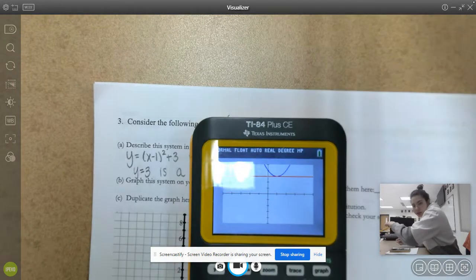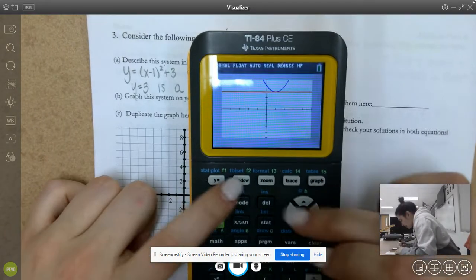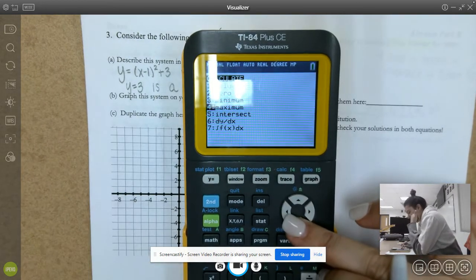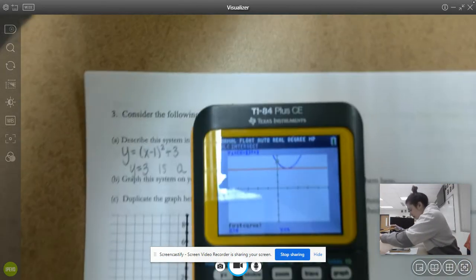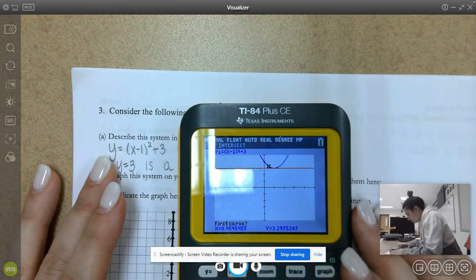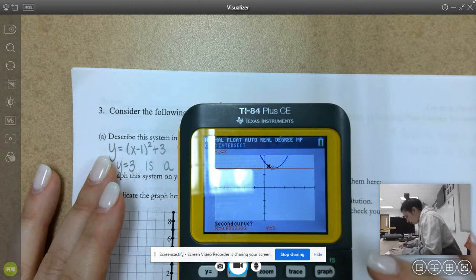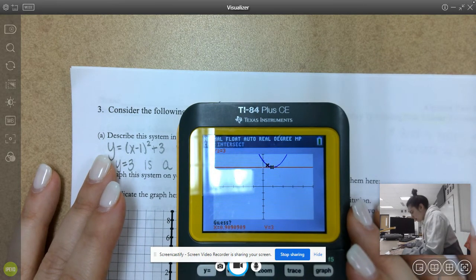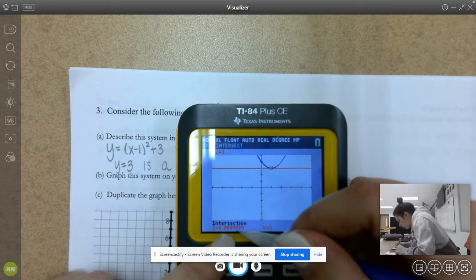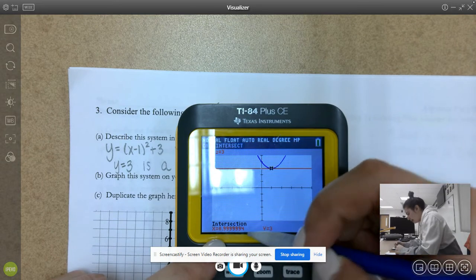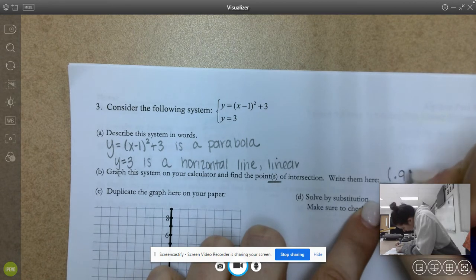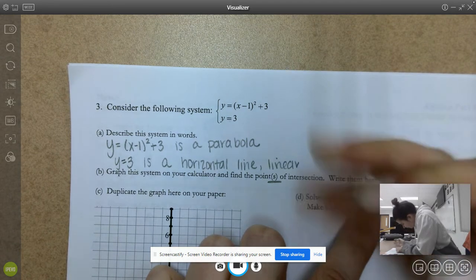So let's try and figure out where it is. Remember, when in doubt, second trace, go down to intersect. Sorry, there's a glare. Are we on our first curve? Move it around so it's near the intersection point, hit enter. Are we on our second curve? Yes, hit enter. Hit enter a third time. And if we look, that intersection point is at about 0.99999, comma 3. That's going to be interesting.